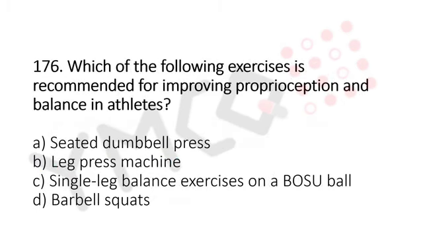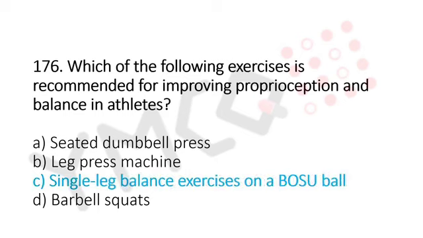Which of the following exercise is recommended for improving proprioception and balance in athlete? Option A, seated dumbbell press. Option B, leg press machine. Option C, single leg balance board exercise on Bosu ball. Option D, barbell squats. And the answer is option C, single leg balance exercise on Bosu ball. Now let's move to question number 177.